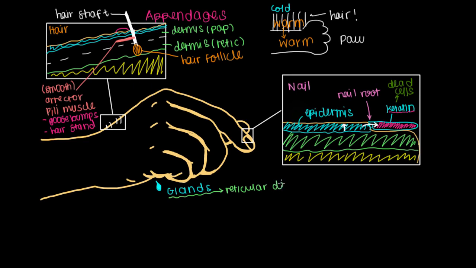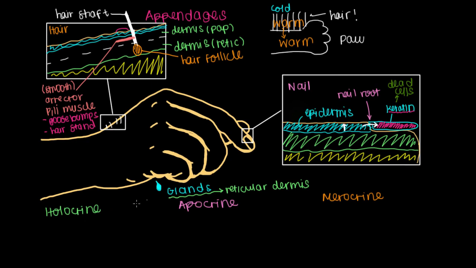They're in the reticular dermis, and they have ducts that lead out into the external environment to help coat our skin with their secretions. Now we have three types of glands that exist in our skin. They're called the holocrine gland, the apocrine gland, and finally the merocrine gland. So I'll compare and contrast them here.